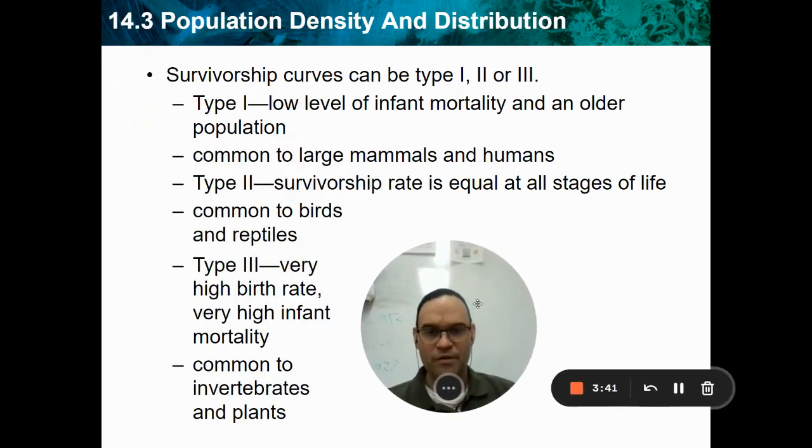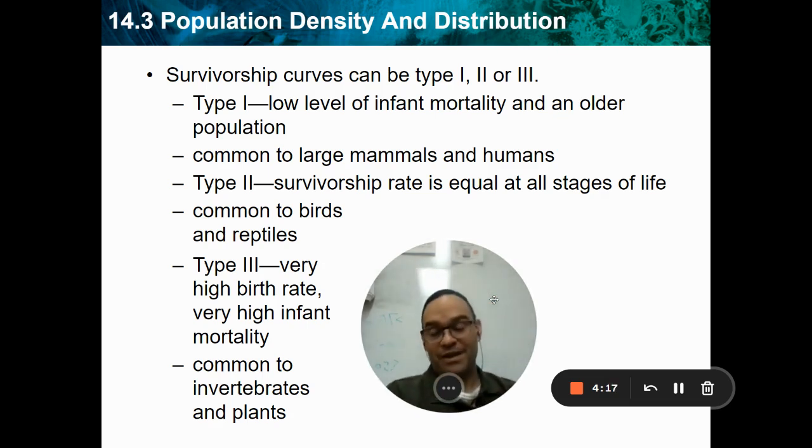The survivorship curve can be a type 1, 2, or 3. Type 1: low level of infant mortality and an older population. That's the healthier of the three. Type 2: survivorship rate is equal across all stages of life. And then type 3: high birth rate, high infant mortality. So type 1 is low death rate to high death rate. Type 2 is even throughout. Type 3 is high death rate to low death rate.